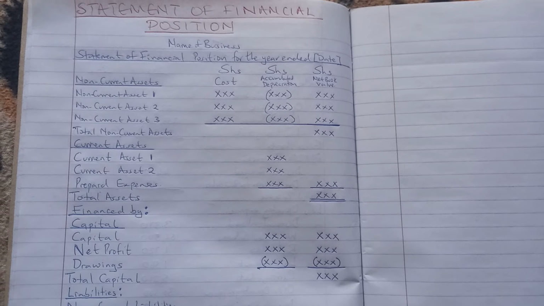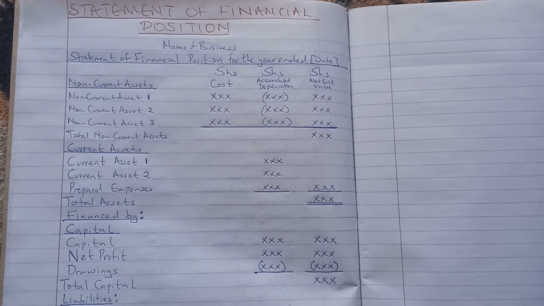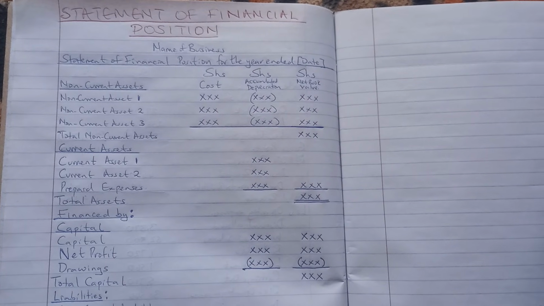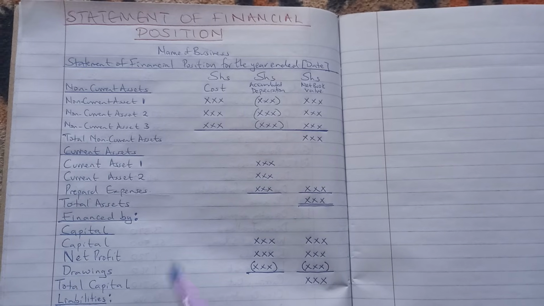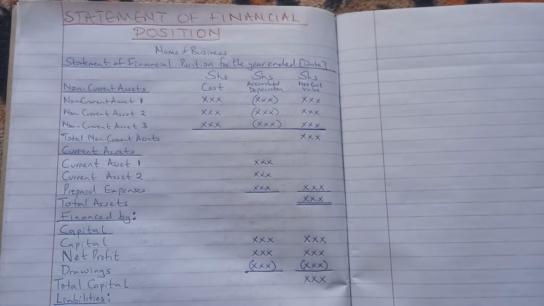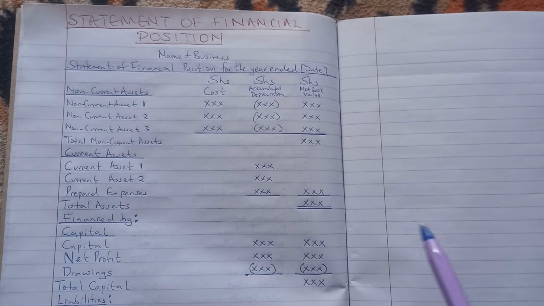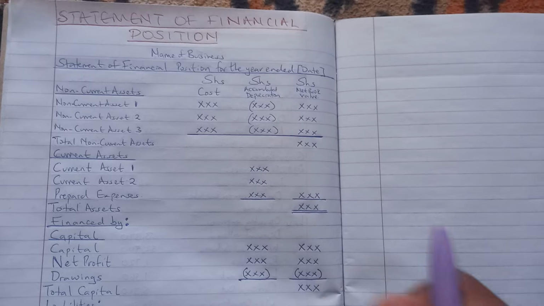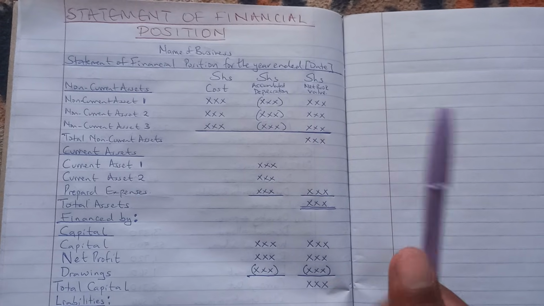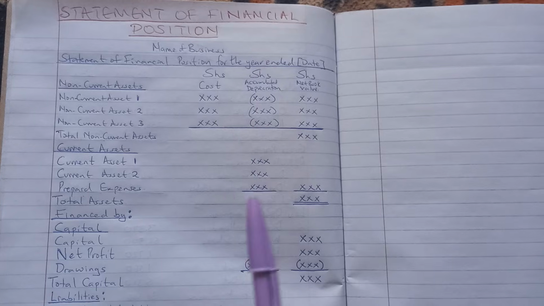Statement of financial position is also called balance sheet, but under the balance sheet is normally drawn as a ledger account, a T account, whereby on the debit side we have the assets, and on the credit side we have the capital and the liabilities. But in this video we'll be learning this format, statement of financial position.